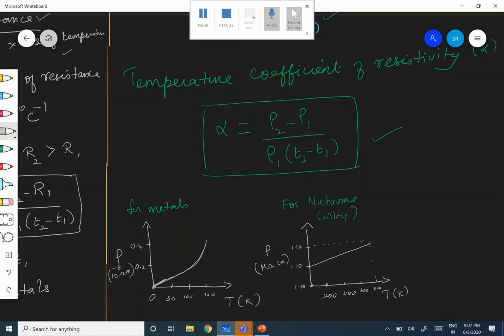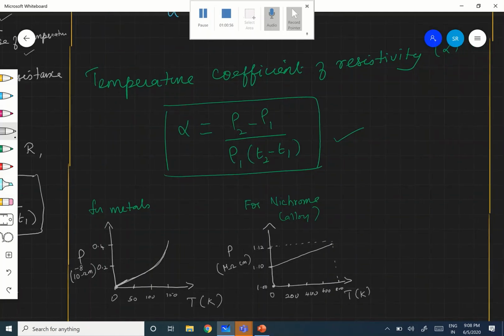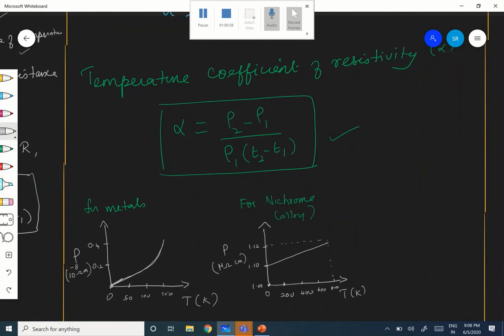So from 0 Kelvin to 800, if you increase the temperature, how much does it change? 1.10 to 1.12 micro ohm centimeter is only the change in the resistivity in the case of alloys. Are you following? And in the case of alloy, what is nichrome?